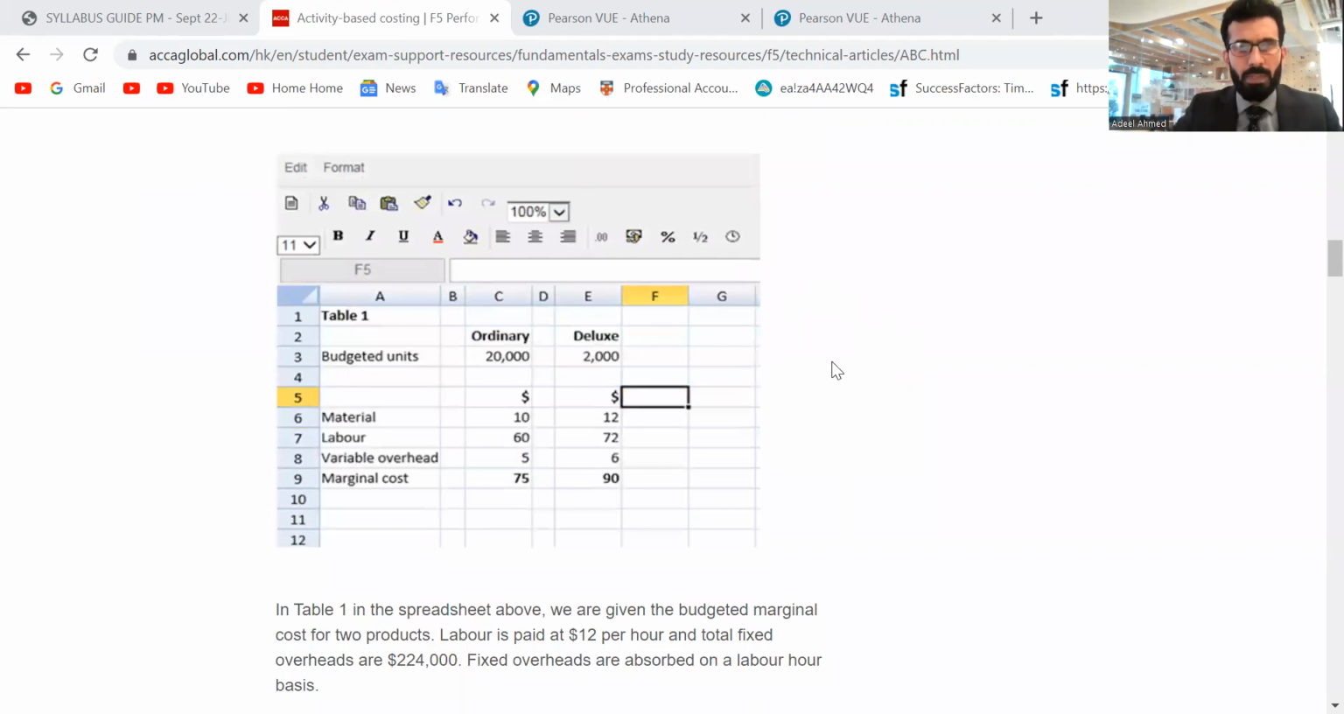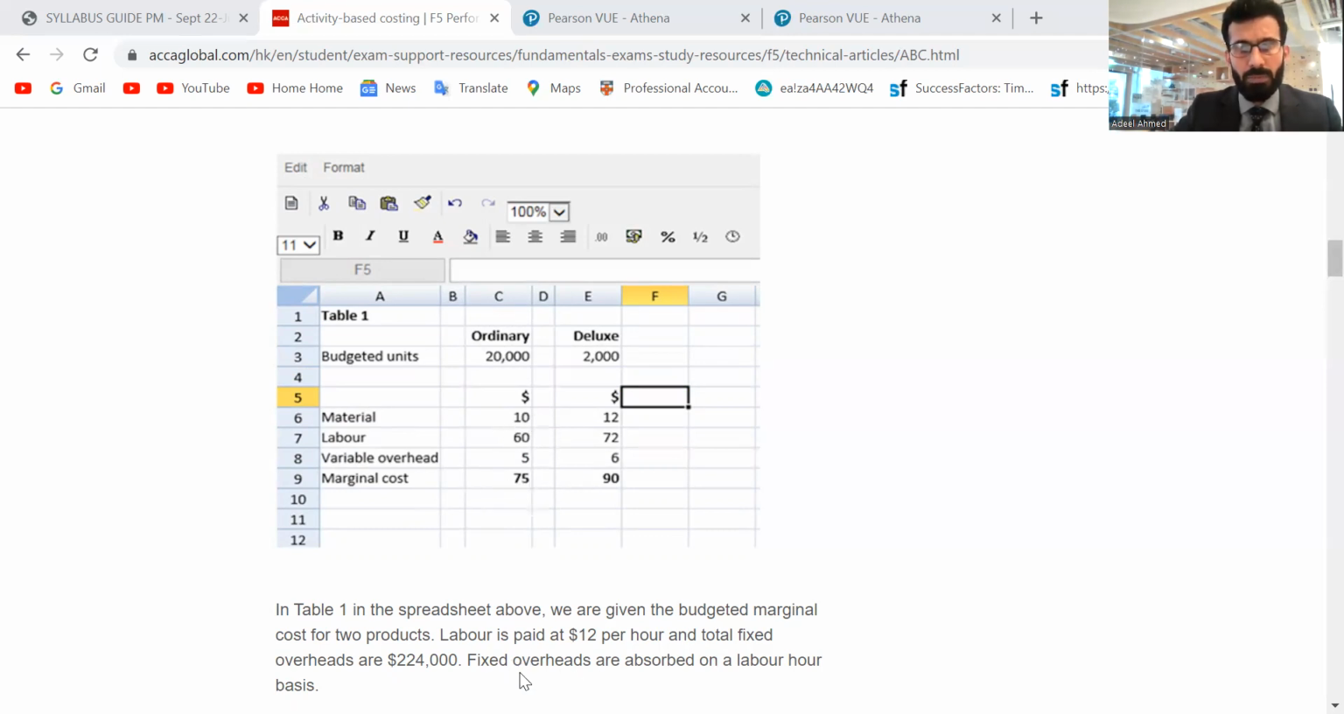In the example we have right now, there are two products, ordinary and deluxe. The budgeted number of units of each product is given, and marginal cost, which is the variable cost, is also given as a sum of material, labor, and variable overheads. Other than that, we have fixed overheads as well. As we know, inventory is valued at full production cost, so we need to determine the fixed production cost per unit so that it can be charged to each unit of the product, ordinary and deluxe.